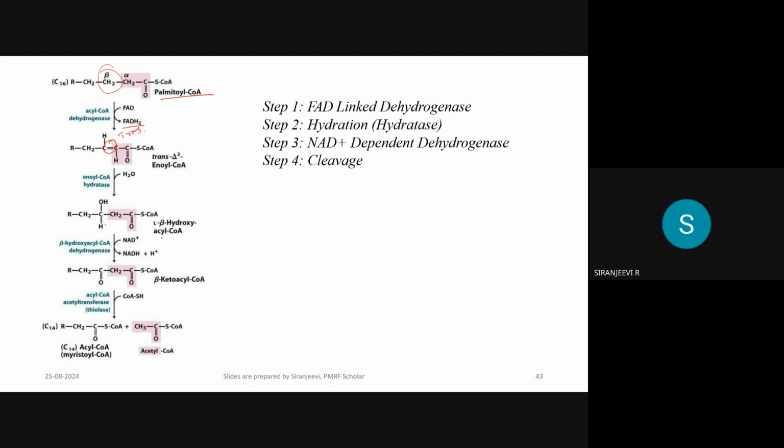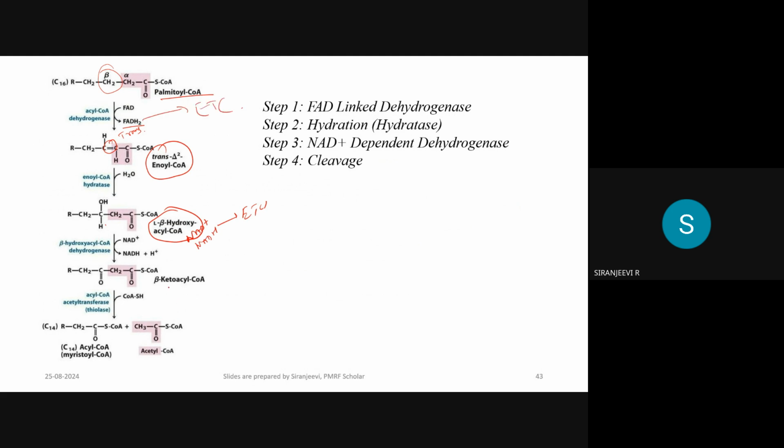Then it forms the L-beta-hydroxyacyl CoA, from the trans delta 2 enoyl CoA of the previous step. The second step is enoyl CoA hydratase, which forms the beta-hydroxyacyl CoA. This beta-hydroxyacyl CoA is acted upon by beta-hydroxyacyl CoA dehydrogenase, where NAD plus is converted to NADH, that will go into the electron transport chain, and the FADH2 also goes into the electron transport chain.